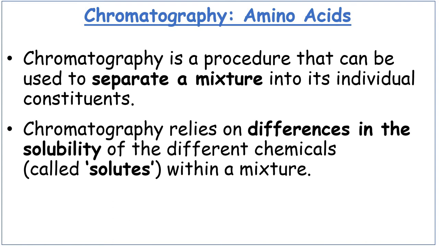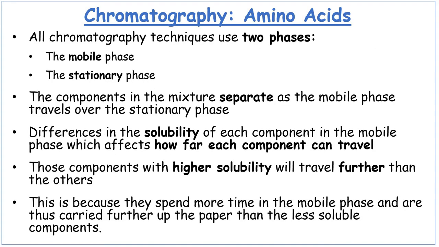Chromatography is a procedure that can be used to separate a mixture into its individual constituents. Chromatography relies on differences in the solubility of the different chemicals, called solutes, within a mixture. All chromatography techniques use two phases, the mobile phase and the stationary phase. The components in the mixture separate as the mobile phase travels over the stationary phase.